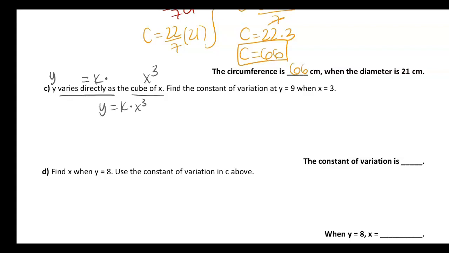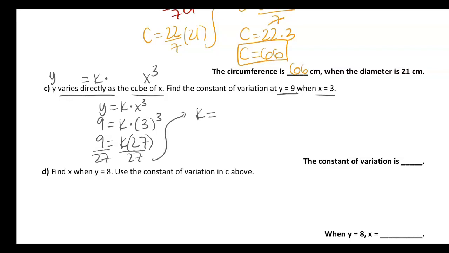The rest of the question says, find the constant of variation when y equals 9 and x equals 3. So just like we did before, we're going to substitute it in. We take y equals 9, k times x equals 3 cubed. 3 cubed is 27. I'm going to have to divide both sides by 27. So k is going to equal 9 over 27, which will simplify to 1 over 3 because they're both divisible by 9. That's my k value. That's my constant of variation.